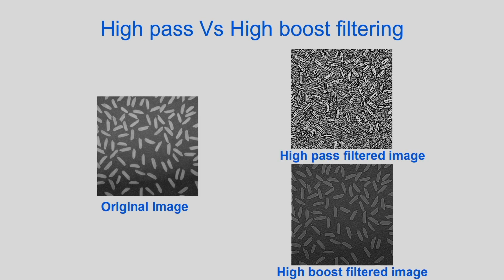You can see the difference between the high pass filtered and the high boost filter. The original image is this, the first output is the high pass filtered image, and the second one is the high boost filter. In the high boost filter, you can see I have the background information along with the edge information. So in the high boost filter, I have the high frequency information as well as the low frequency information. But in case of the high pass filtered image, I have only the high frequency information. That means I have the edges.